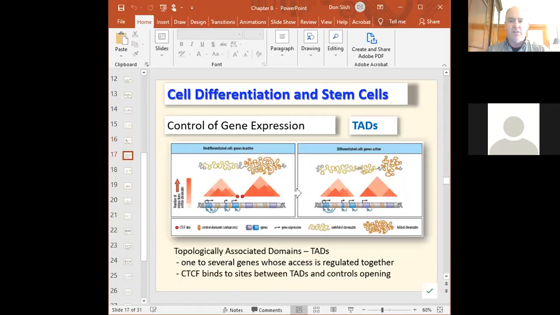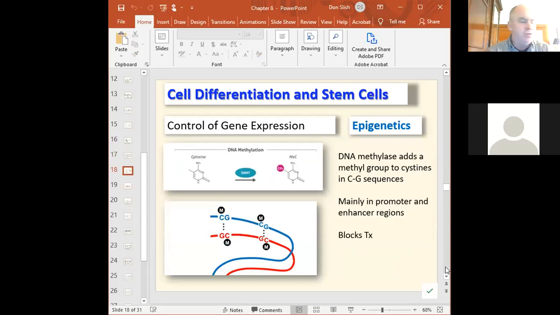So anyway, your genes in general are grouped into these topologically associated domains, which means that whole domain is going to be regulated in terms of opening and closing the DNA at the same time. So genes tend to be clustered in those things, in the sense that genes that need to be turned on all at once will be close together there. And you've got these little regions between where a protein called CTCF will bind to help to open up that gene segment.